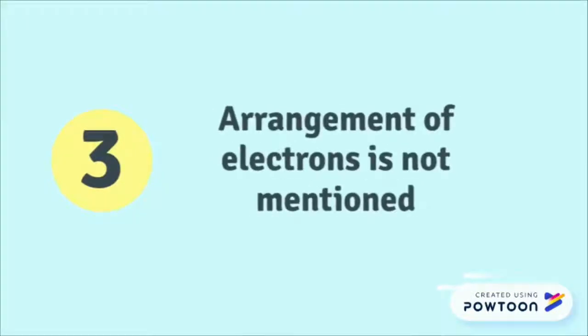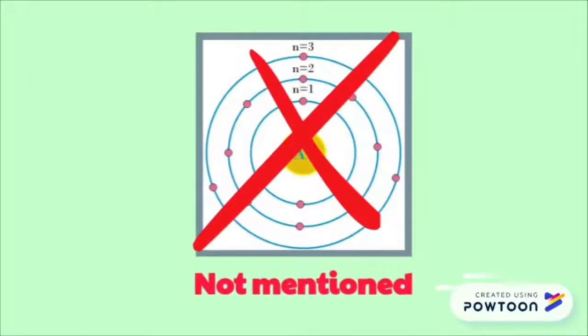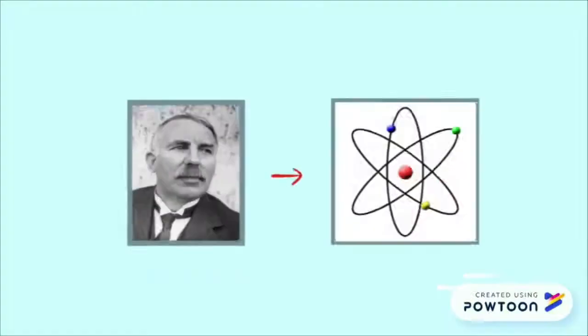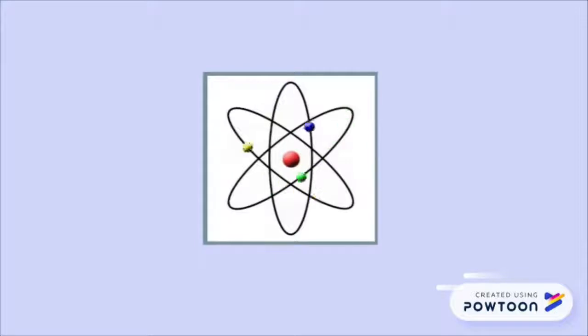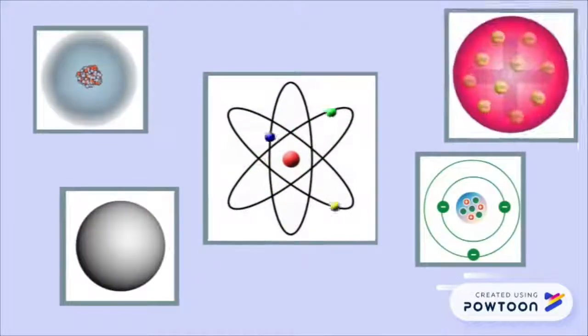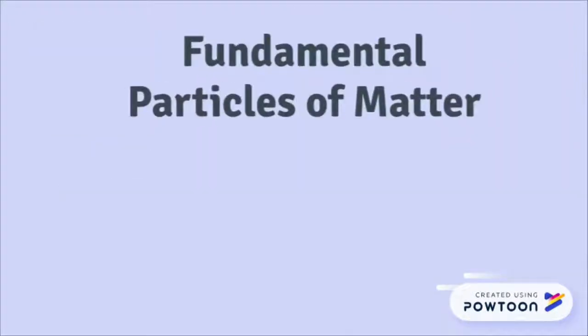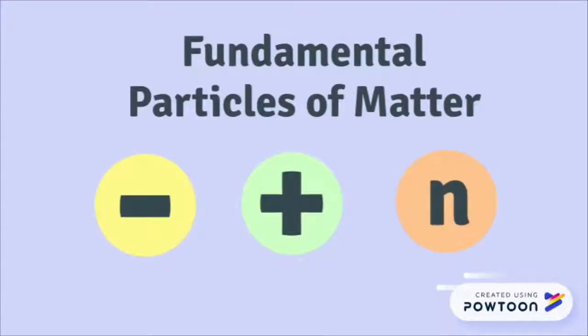Number 3. No arrangement of electrons in orbit. Rutherford's theory was incomplete because he did not mention anything about the arrangement of electrons in the orbit. This is one of the major drawbacks of Rutherford's atomic model. But Rutherford's model is unique among other models with different placements of the three fundamental particles of matter.